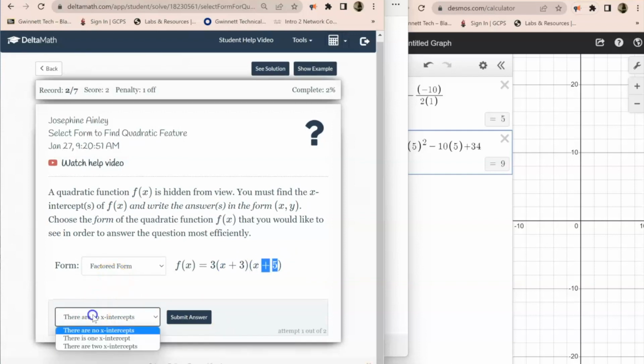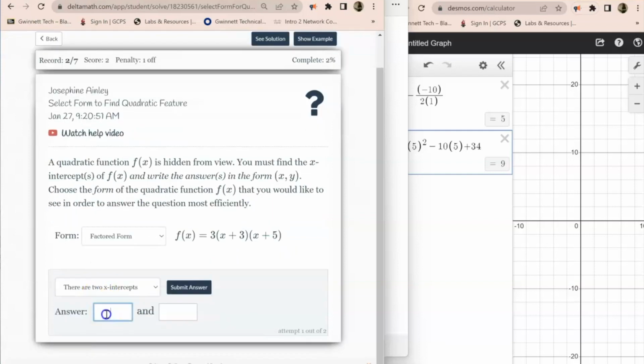So how many are there? There are 2. So there are 2 x-intercepts. So the first one, and remember, they do want it as a coordinate. So when x is, and again, opposite, -3. So we're going to write -3. The x value is -3, and the y value when x is intercepting the axis is 0. So -3 and 0. And then I'm just going to copy Control-C and paste Control-V, and I'm going to change the x-intercept from -3 to the other x-intercept, which is -5. Remember, it is the opposite. Okay, so that's pretty simple.